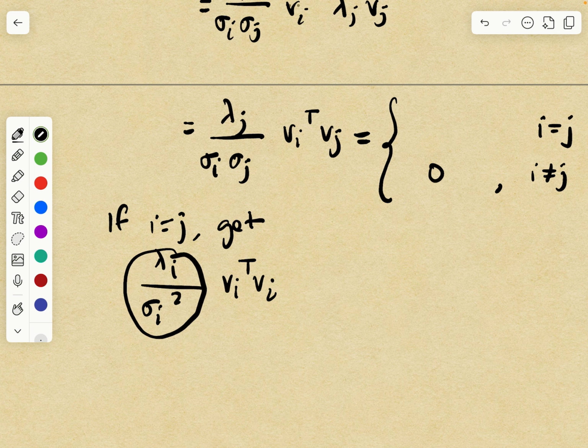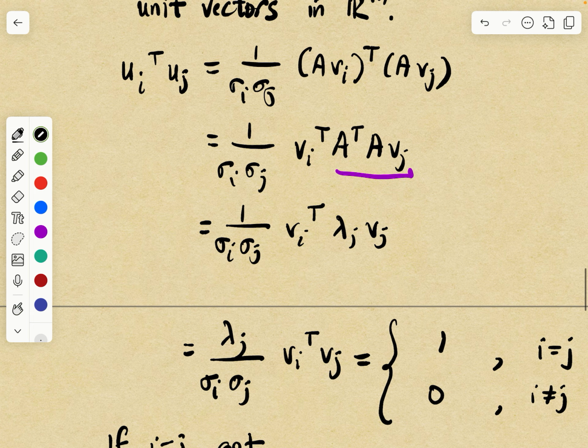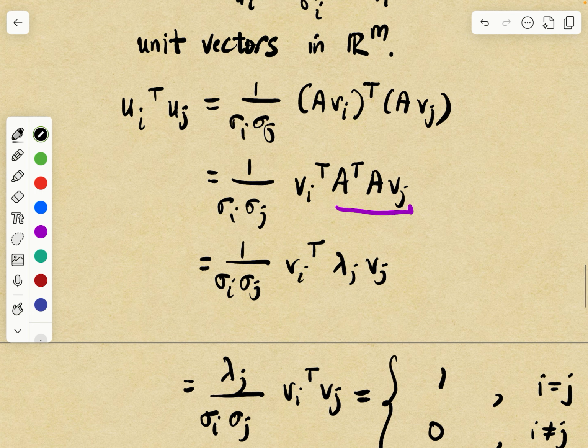Well, this lambda I divided by sigma I squared, we define sigma I to be the square root of lambda I. So that quantity is the scalar 1. And Vi transpose Vi is also 1, because we defined Vi to be unit length. And 1 times 1 is 1, so you get 1. So this shows that these UIs are orthonormal.